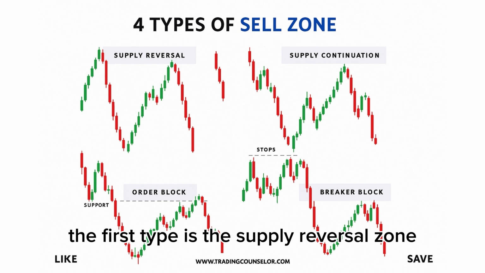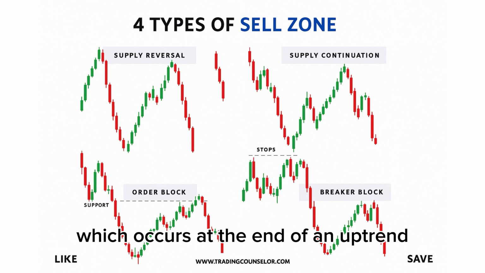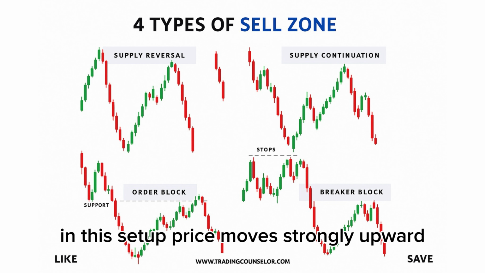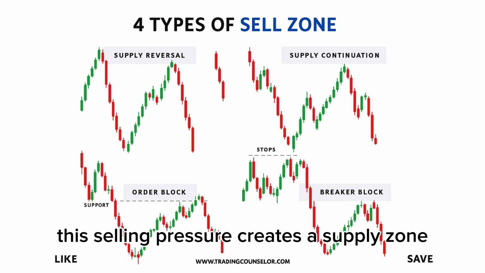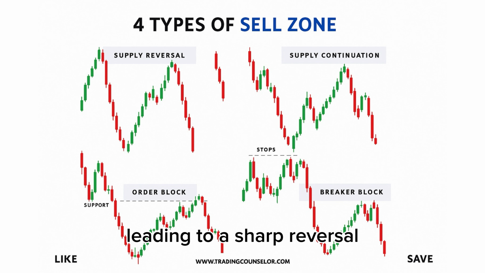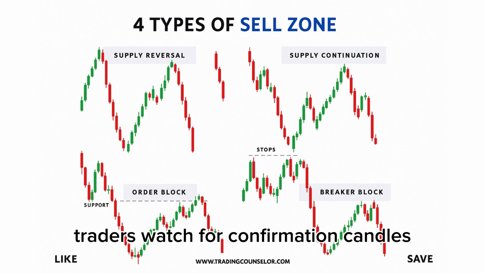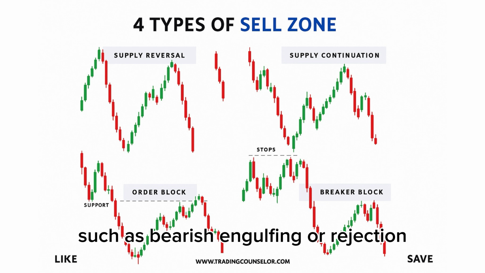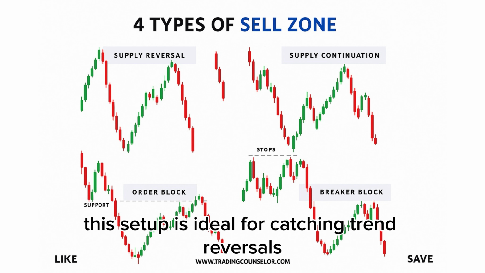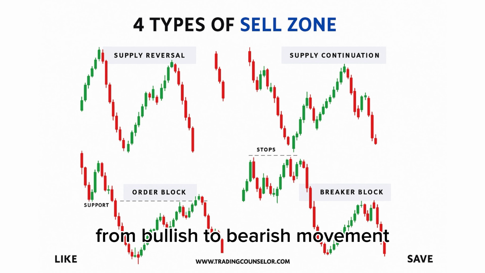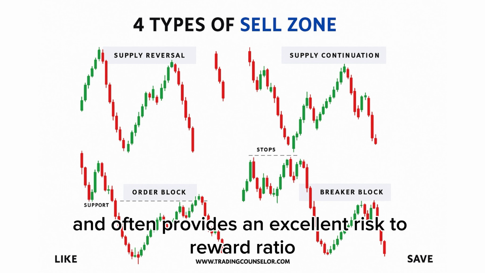The first type is the supply reversal zone, which occurs at the end of an uptrend. In this setup, price moves strongly upward, forming a peak where large institutions begin selling their positions. This selling pressure creates a supply zone, leading to a sharp reversal. Traders watch for confirmation candles such as bearish engulfing or rejection wicks within this zone to enter short positions. This setup is ideal for catching trend reversals from bullish to bearish movement and often provides an excellent risk-to-reward ratio.